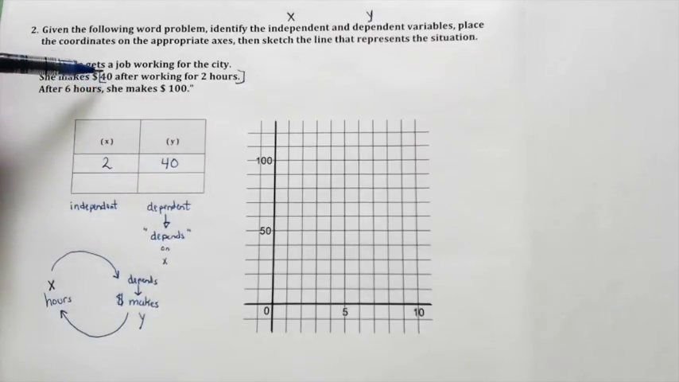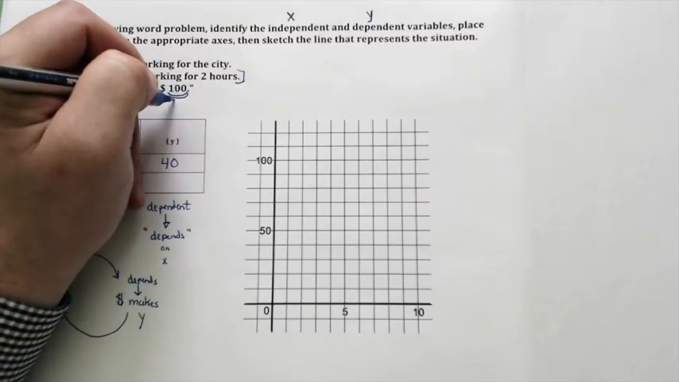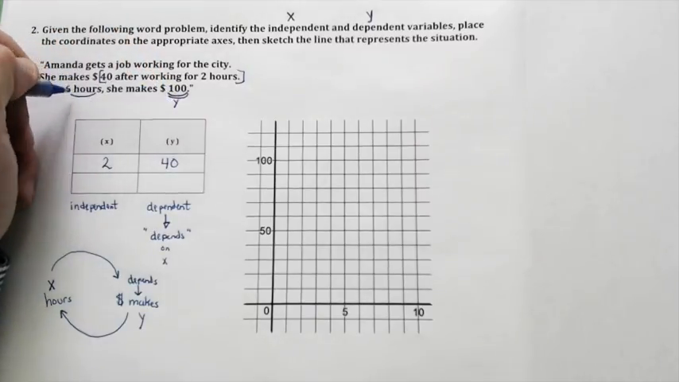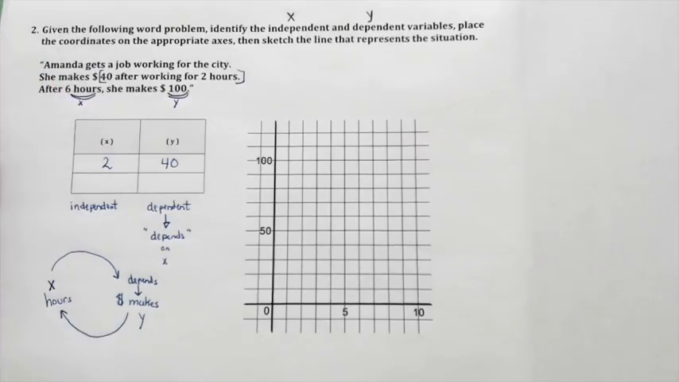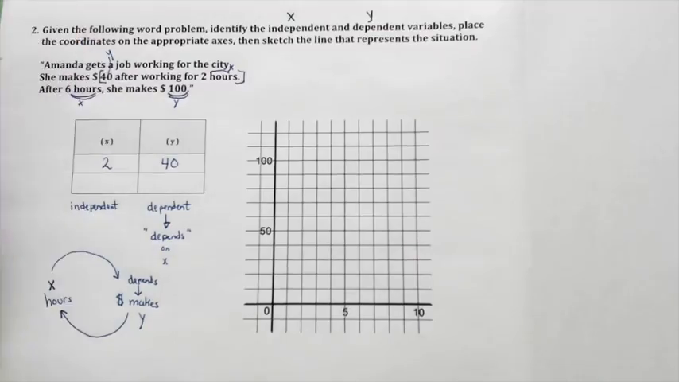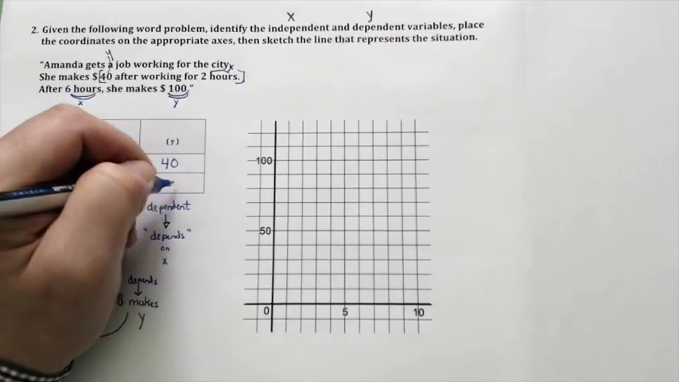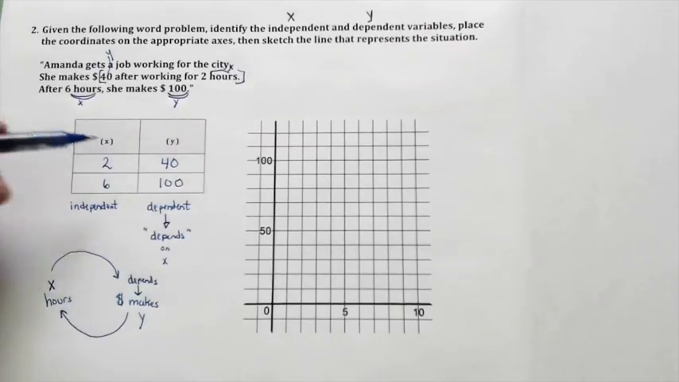Notice that I don't have to put them in the same order in the sentence, because over here it says after 6 hours she makes 100. So here I started with the money and I went to time. Down here I came to time and went over to money. It doesn't change anything, it's just the way the sentence is written. The big thing to know is which one depends on which. And just like the last time, that $100 that she made depended on the number of hours that she worked. Okay, over here, there was my X, and that was my Y. So 6 hours makes me $100. So those are the ordered pairs.